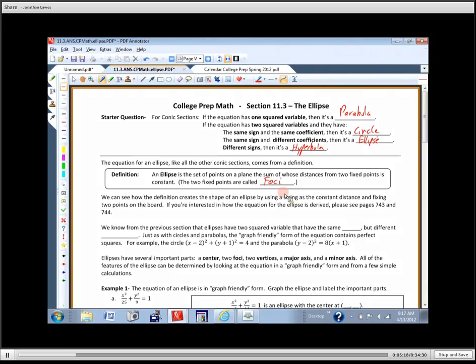Now does everybody agree this is an oval, it's not a circle? This is an ellipse. It's a little bit squished. All right, everybody will agree this is definitely an ellipse. I'm going to prove a point here.